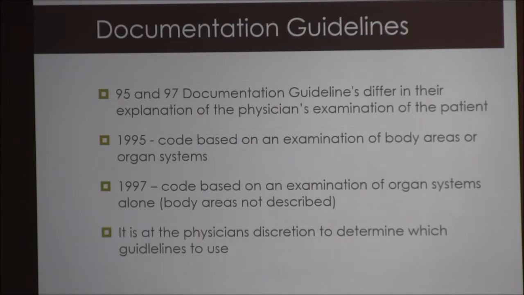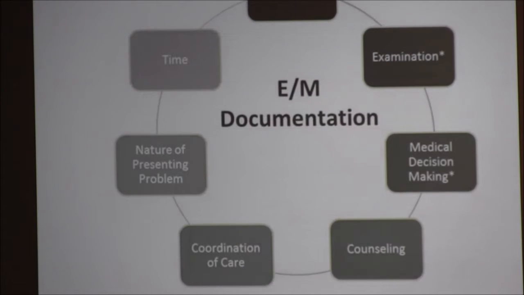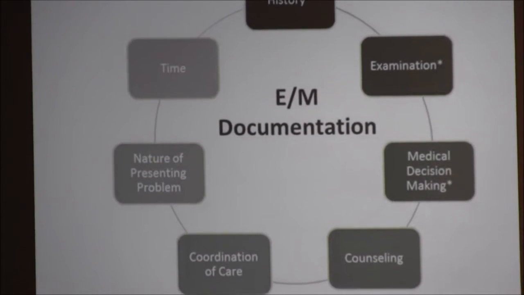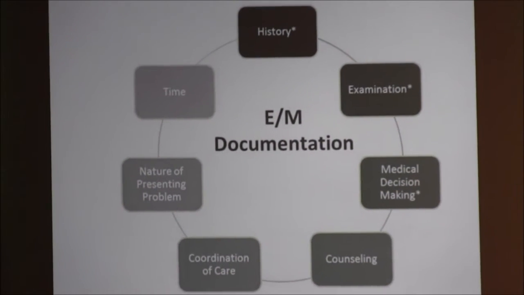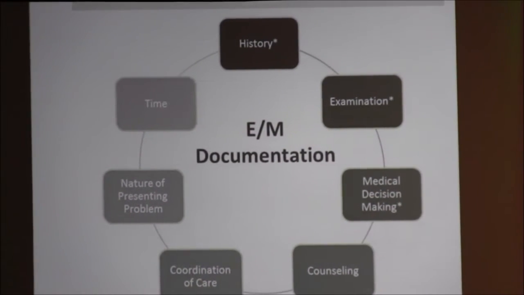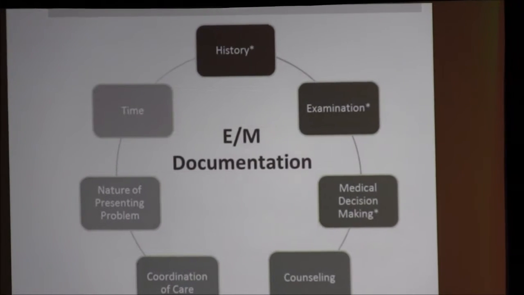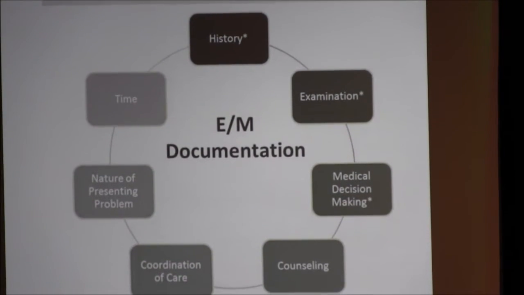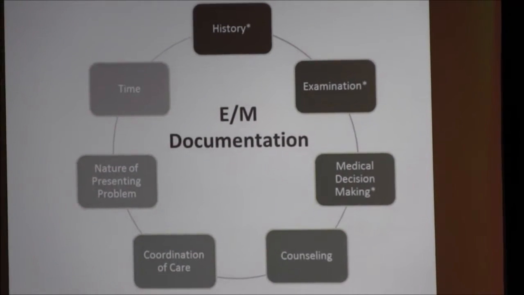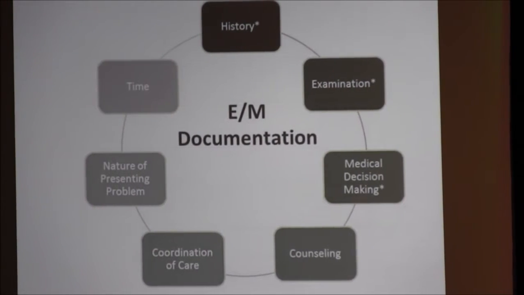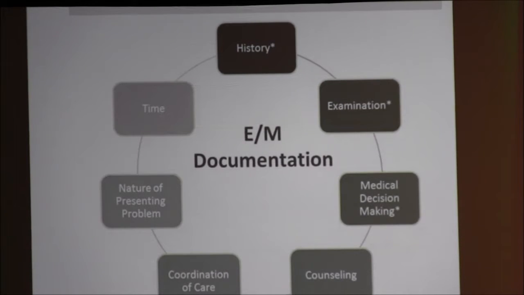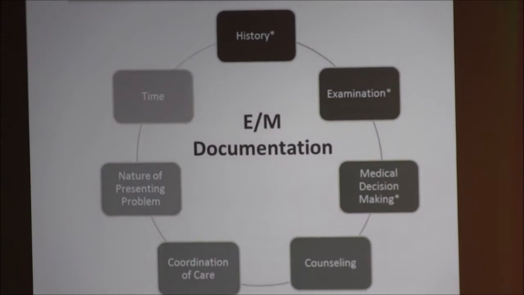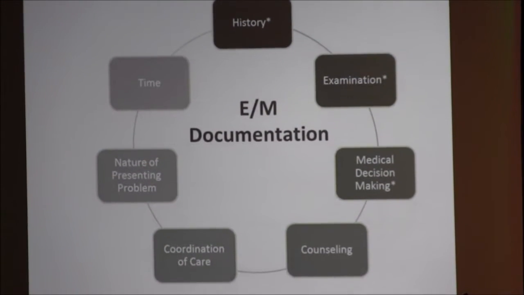So how do we get the highest level of care code? It's primarily based on the first three. There are 7 components, but it's primarily decided on the first 3. The history, the physical, how difficult it was to make the decision, and then counseling, coordination of care, nature of the presenting problem, and time. Again, time we want to stay away from.